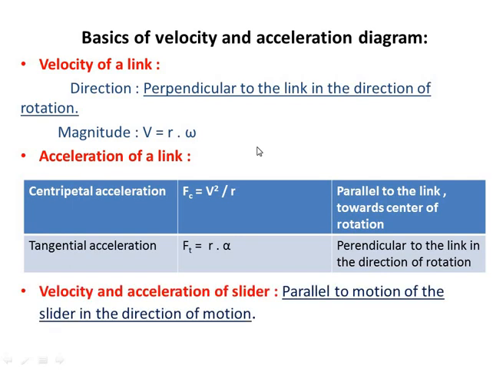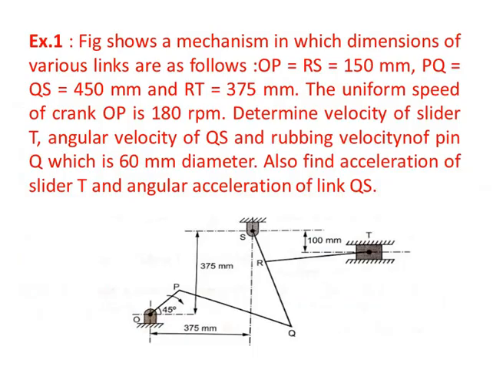Now if there is a slider in a mechanism, then velocity and acceleration of slider will be parallel to motion of the slider in the direction of motion. So we have to remember these points while drawing velocity and acceleration polygon. Now let us see example and we will see how to draw velocity and acceleration polygon for this.